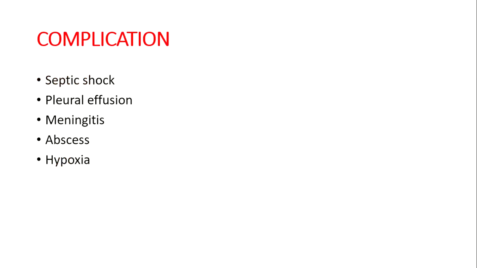Let's see the complications of pneumonia. The complications include septic shock. We have pleural effusion, because we saw that there was a lot of fluid in the alveoli region. We have meningitis, we have abscess, we have hypoxia. Hypoxia is when tissues start dying, or the brain will start to die because of low perfusion. So these are the worst complications of pneumonia: septic shock, pleural effusion, meningitis, abscess, and hypoxia.